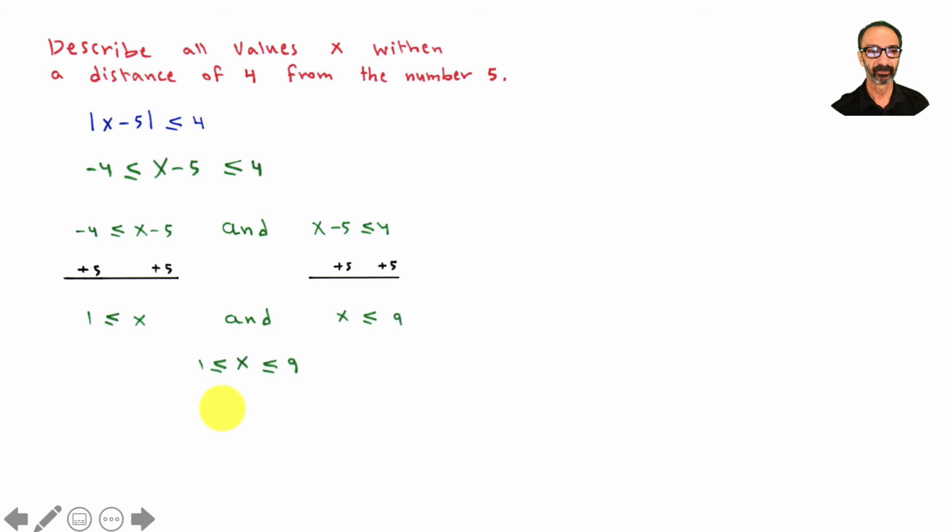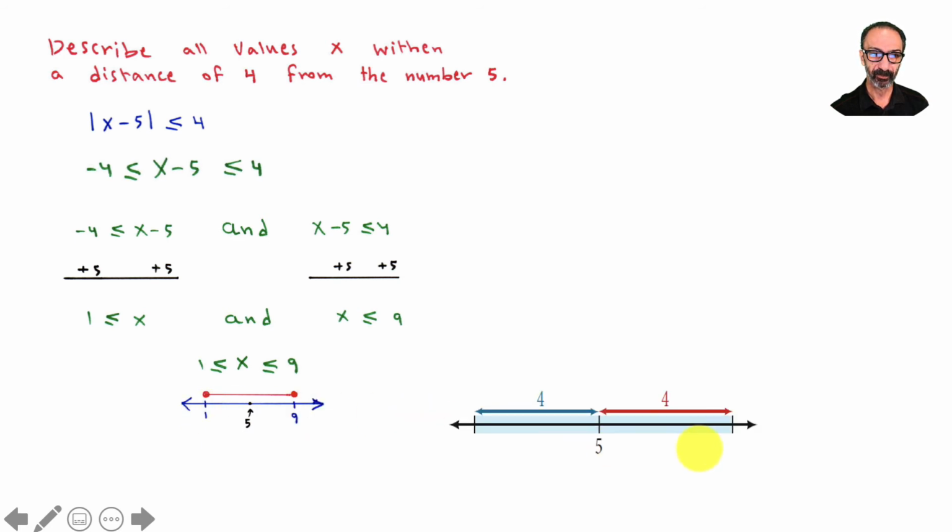Put them back together. That's the same thing. Graphically, you are between 1 and 9. Notice that 5 is in the center of this interval, and that explains more. This is 9, this is 1. A distance away from 5 within 4, you could be on either side. That's why we write this inequality as x minus 5 should be less than or equal to 4 and greater than or equal to negative 4 as a distance. So that's a great concept about absolute value, compound inequalities, and distance.